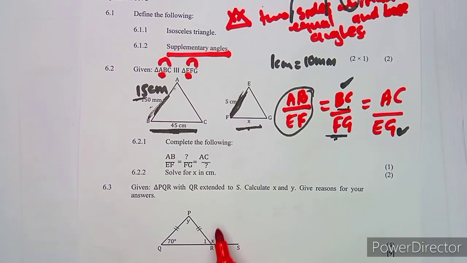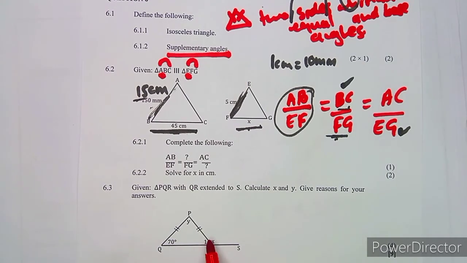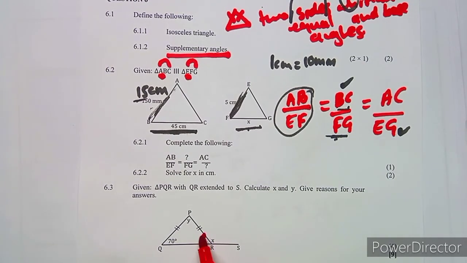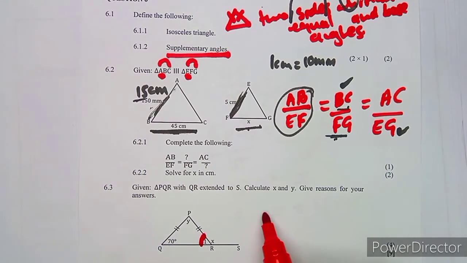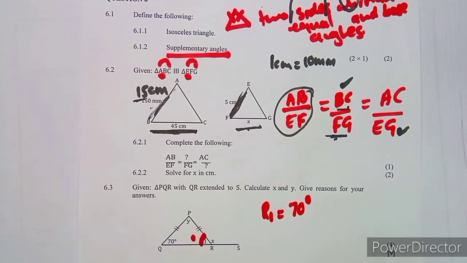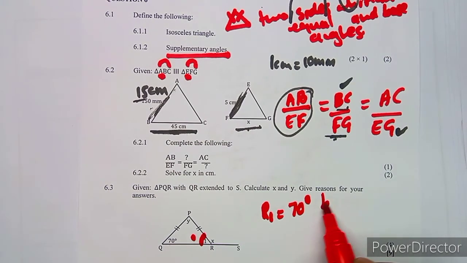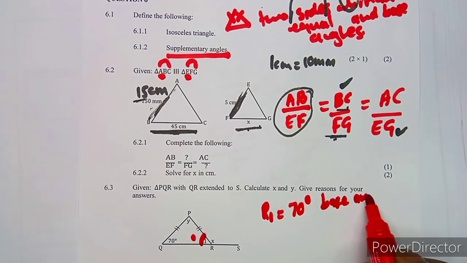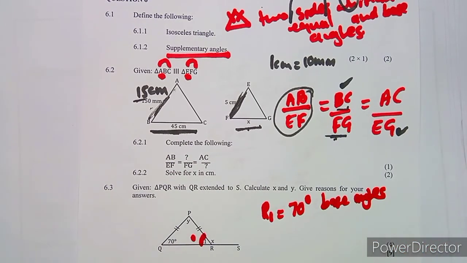So how can we have the value of X and Y? Okay, so let's start with this R1 here. R1 is actually equivalent to 70 degrees. This angle here is 70 degrees. Why are we saying so? Because these are base angles. So you've got base angles of an isosceles triangle.